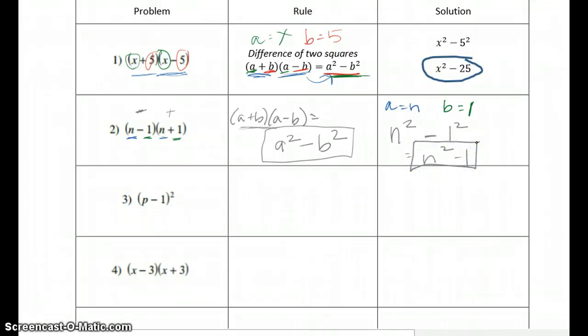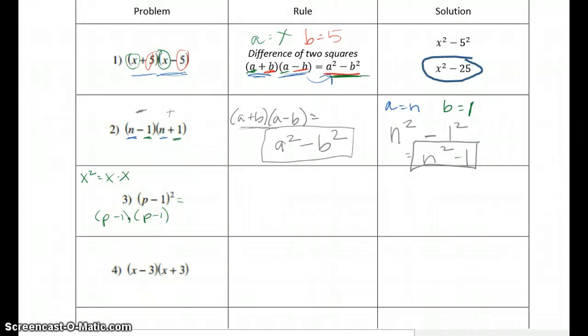Looking at number 3, here we have only one polynomial, p minus 1, but that polynomial is squared. Remember, whenever we have x squared, it's just equal to x times x. It's x times itself. So when we have a polynomial squared, that is just the same thing as thinking of that polynomial multiplied by itself. So it'll be the same as p minus 1 times p minus 1.